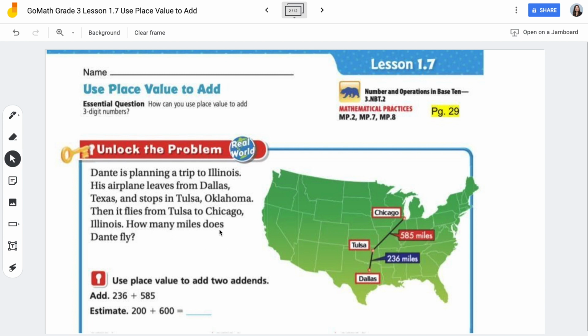So how many miles does Dante fly? We need to add together the 585 and the 236. Okay? So we're going to use place value to add the two addends. And we will start, like we did in yesterday's example, with an estimate. And that will just help us know if our answer is close.